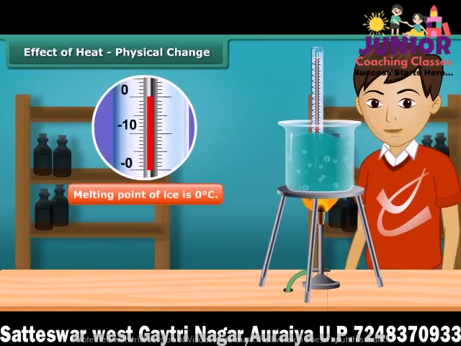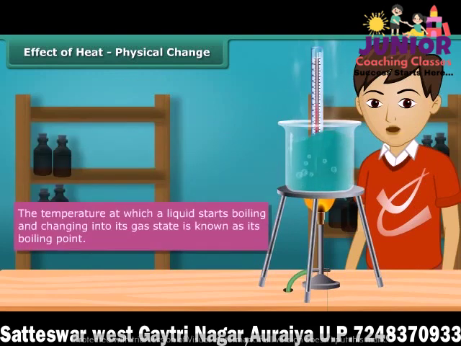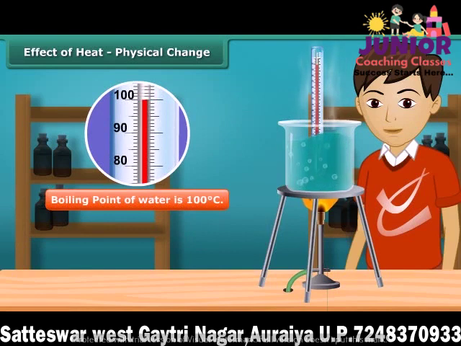The temperature at which a solid melts to change into its liquid form is known as its melting point. Melting point of ice is 0 degrees Celsius. The temperature at which a liquid starts boiling and changing into its gas state is known as its boiling point. Boiling point of water is 100 degrees Celsius.